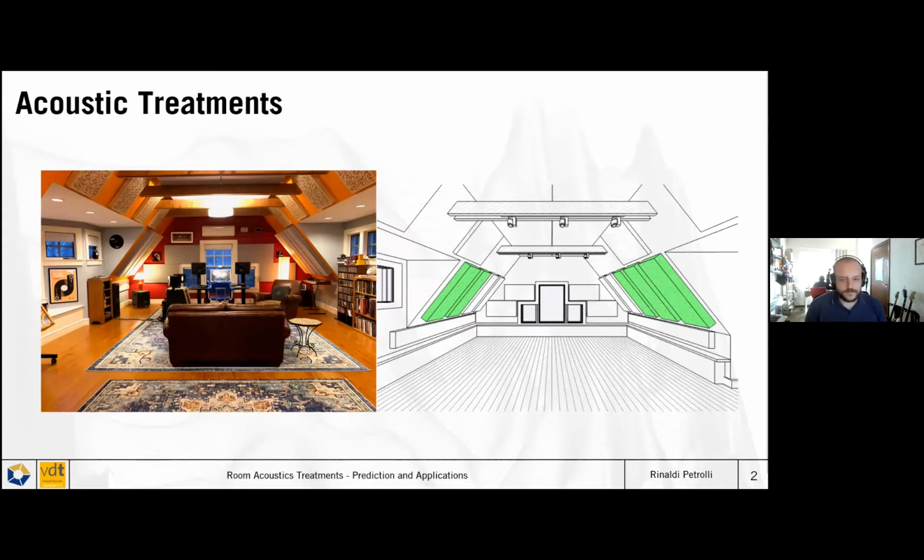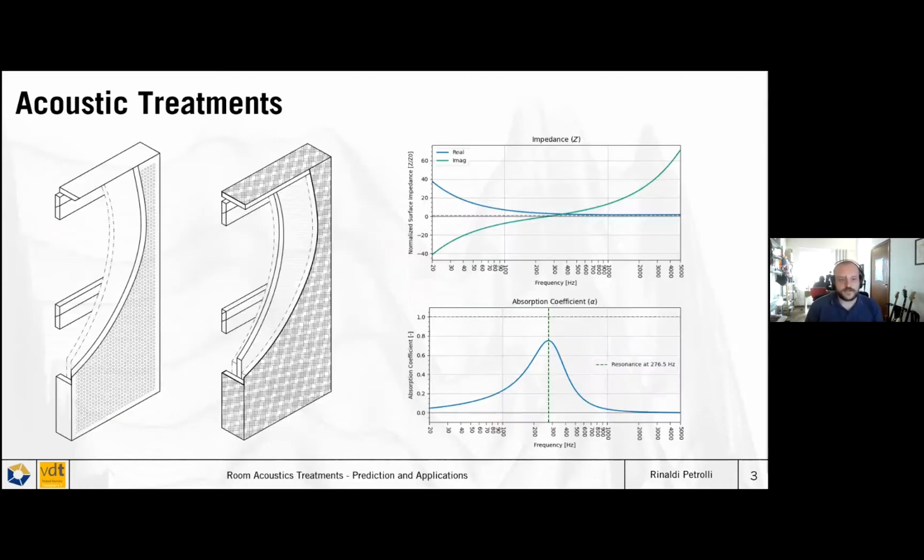And we have several different types of acoustic treatments that I'm sure all of you are very familiar with. We have perforated resonators, we have slotted resonators, we have perforated resonators with porous material in front. So we have a whole variety of different treatments that are really commonly used in room acoustics.